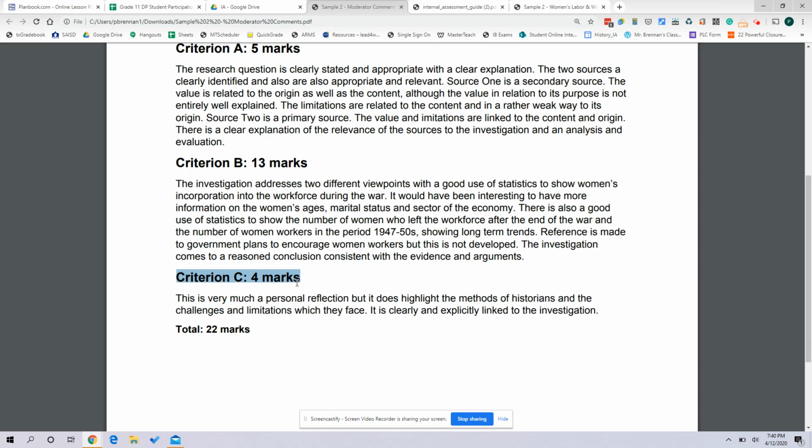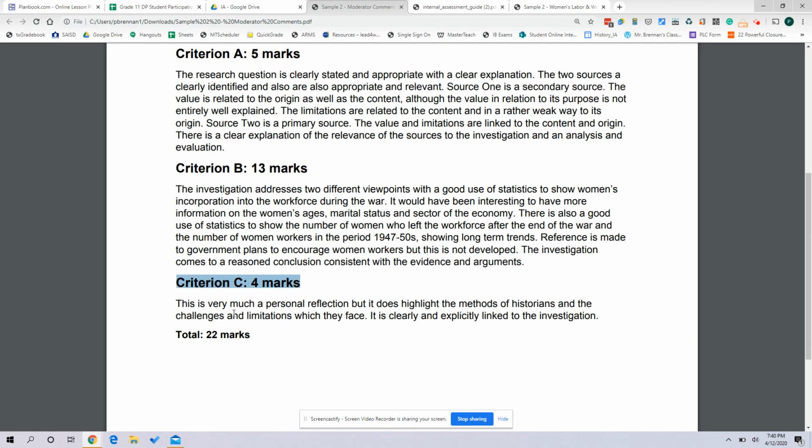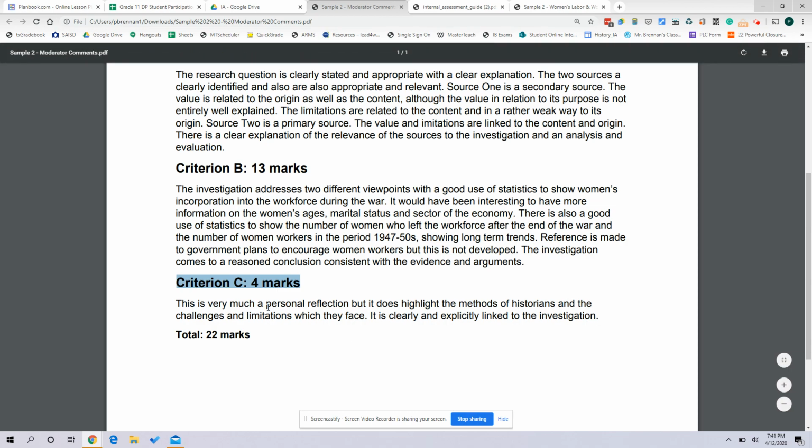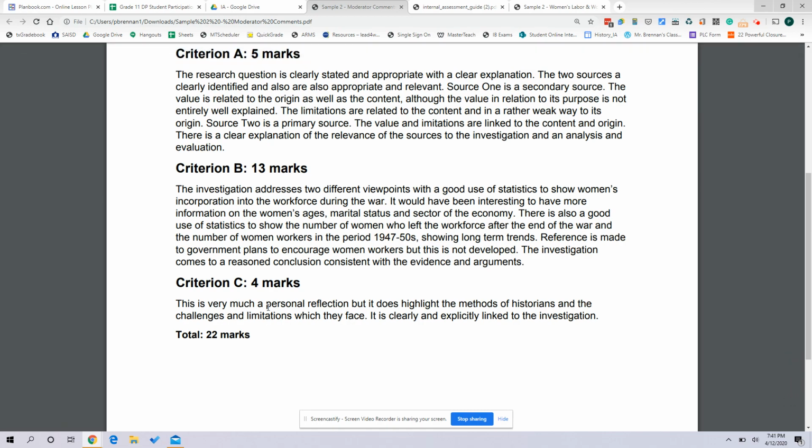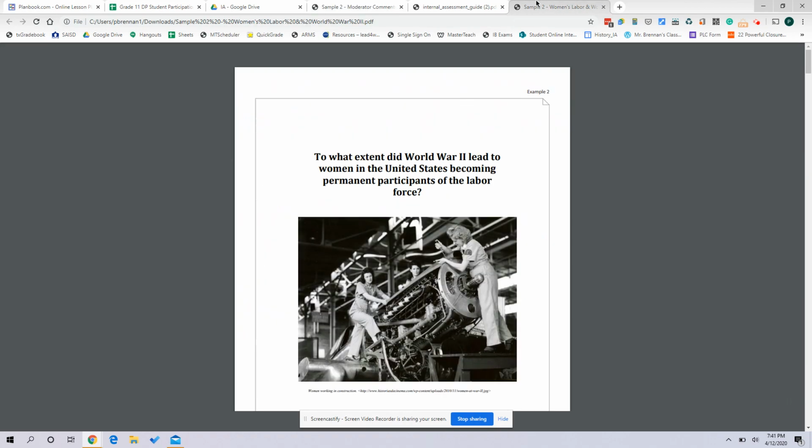And again, the student had 4 out of 4 marks. And the moderator from IB said, this is very much a personal reflection, but it does highlight the methods of historians and the challenges and limitations which they face. It is clearly and explicitly linked to the investigation. So even though the moderator thought maybe this person spent a little too much time reflecting on themselves rather than on what historians do, this person still hit all the things they had to hit, and they were given the full 4 marks on this.